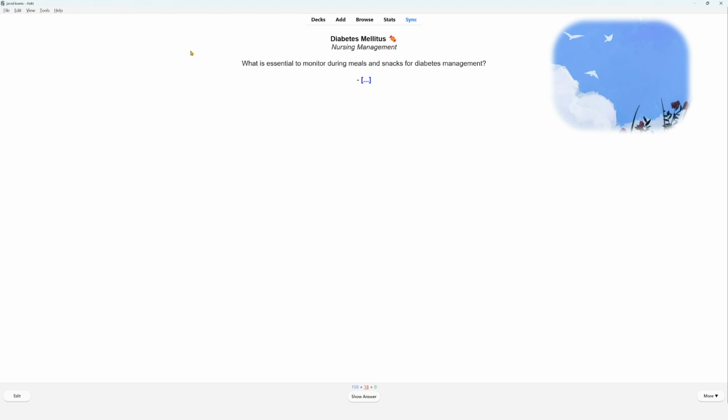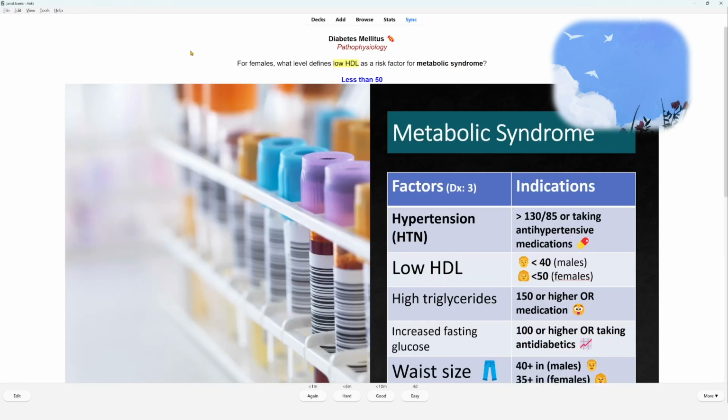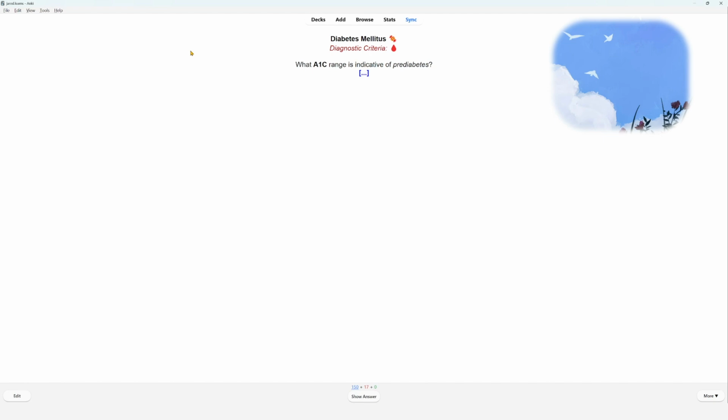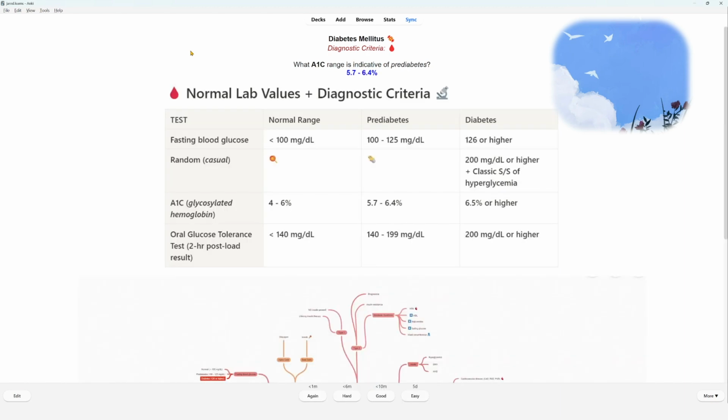What is essential to monitor? Carbs. Don't hit easy. HDL for females, low, it's under 50. A1C range for pre-diabetes, that is, let's see, 5.7 to 6.4. Okay.